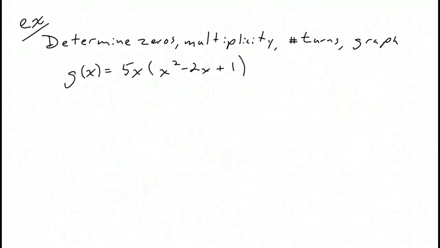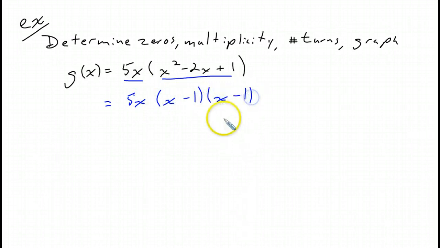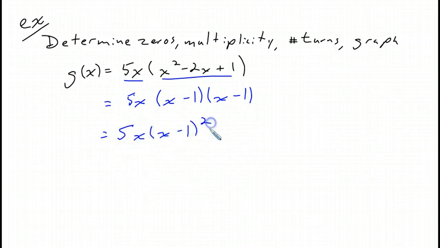Here's another example where we're doing the same sort of things but with a different function. So to determine the zeros, this one's already kind of factored out. I have a 5x out by itself. Now all I really need to do is factor this out here. So I know I have 5x. This will factor as x minus 1 and x minus 1. Since I have something times itself, I can rewrite this as 5x times x minus 1 squared.